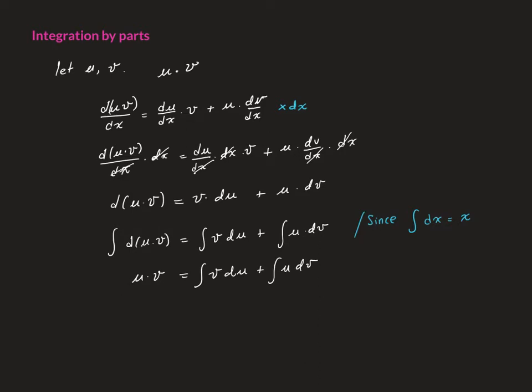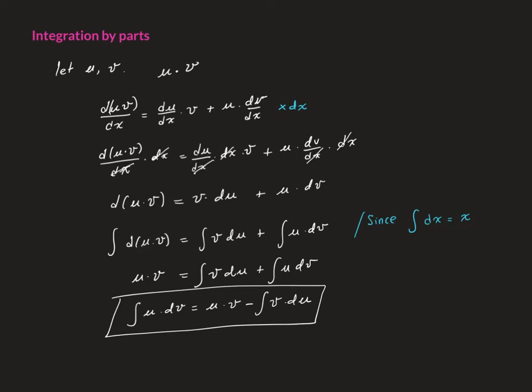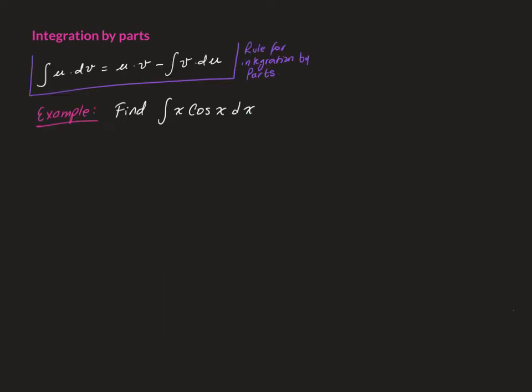And so what we're going to have in general for integration by parts is that whenever we integrate a function u in a product with the differential of a different function v, that is going to be the same as taking the product of the two functions minus the integral of the product of v with the differential of u. This is the rule for integration by parts. Let's see how we can use this rule in an example.